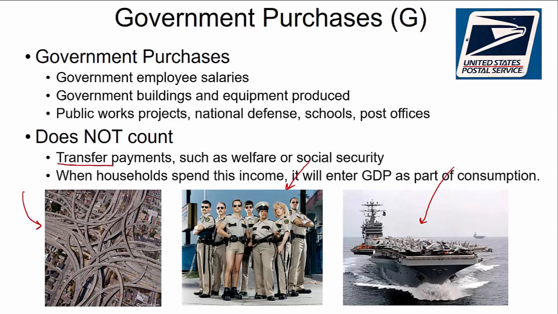It does not count transfer payments. Transfer payments are just payments from the government where they tax one group of people and then send that money to another group of people. So y'all are familiar with welfare spending, Social Security. Those are all considered transfer payments. When the government spends money in that way, it does not add to GDP. However, make note here, when households spend that money, it does enter GDP as part of consumption. So we just have to be careful how this money gets categorized. When the government spends it, it is not part of GDP. When I spend my welfare check, it does count.